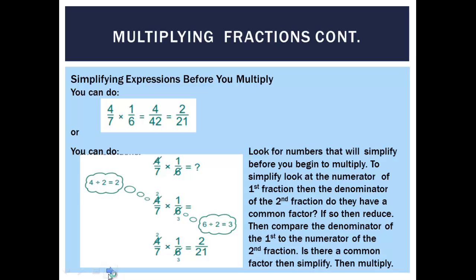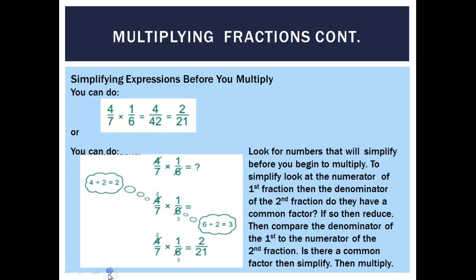life a lot easier. You're not going to get these really outrageous numbers at the end, like 98 times 24. By simplifying, sometimes we can get that to be 7 times 2, and that makes your life a lot easier as mental math. So there's a reason for this. You want to look at the numbers that you're going to simplify before you begin to multiply.